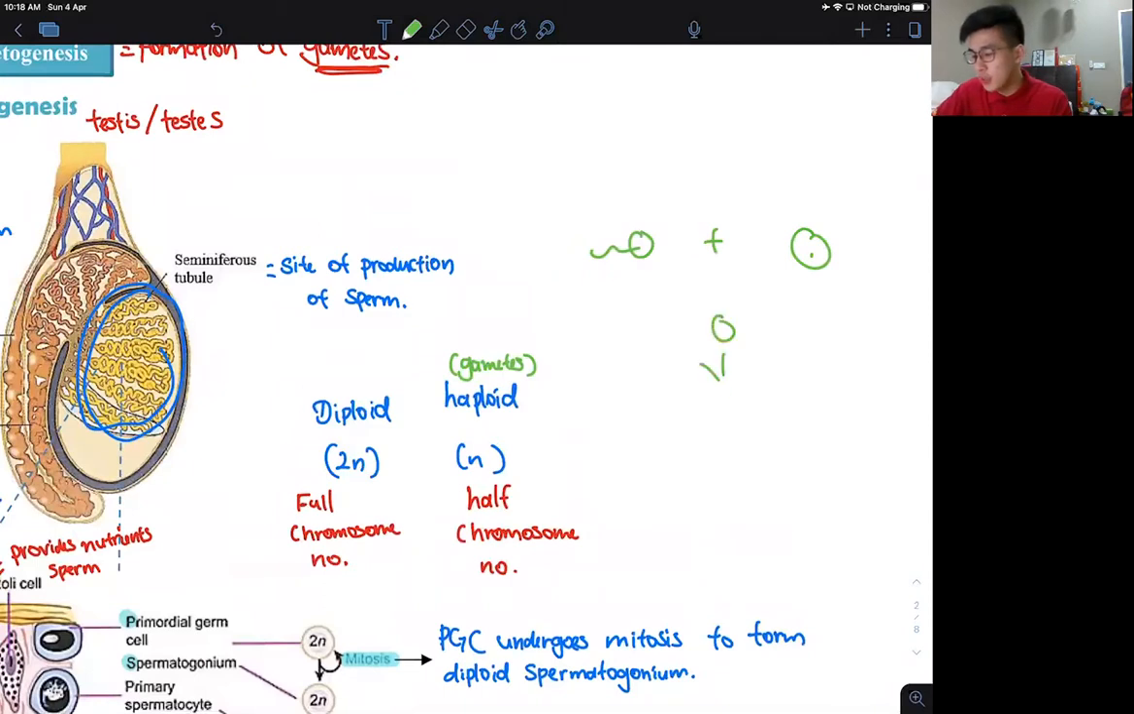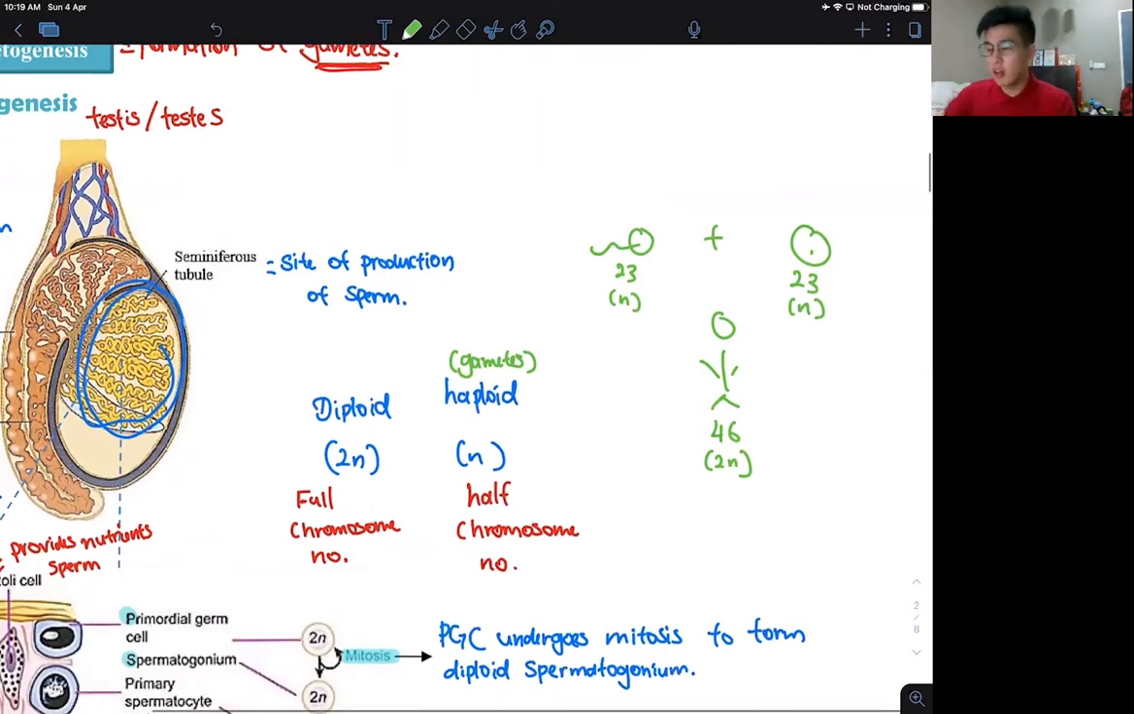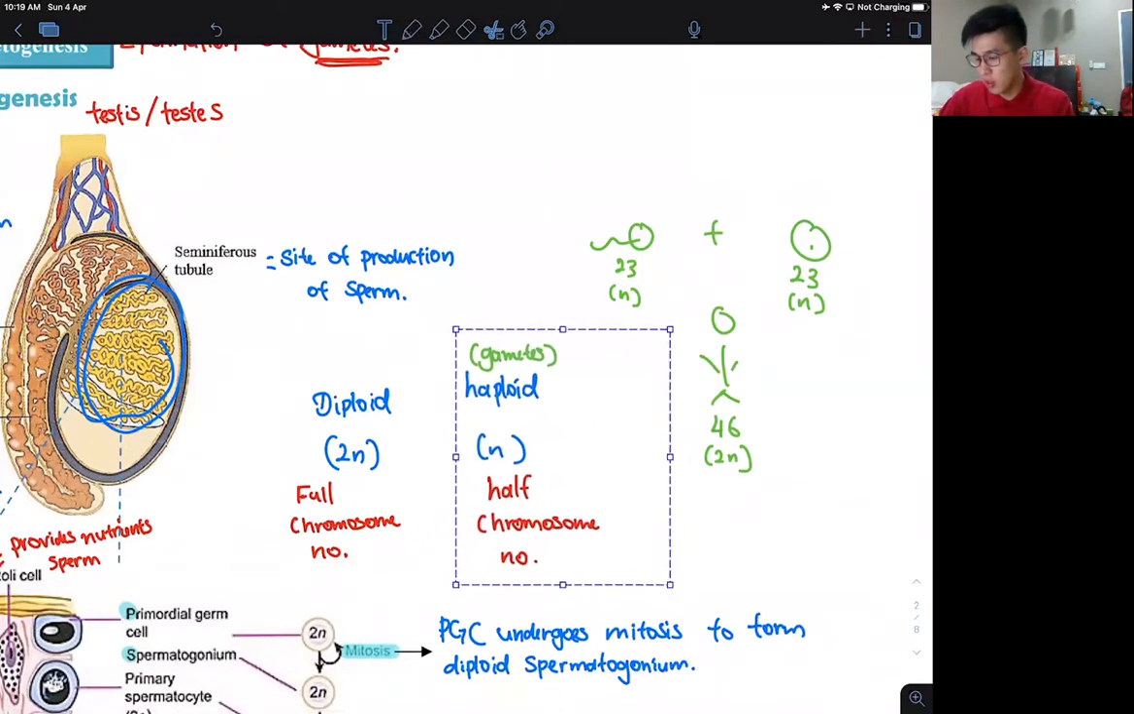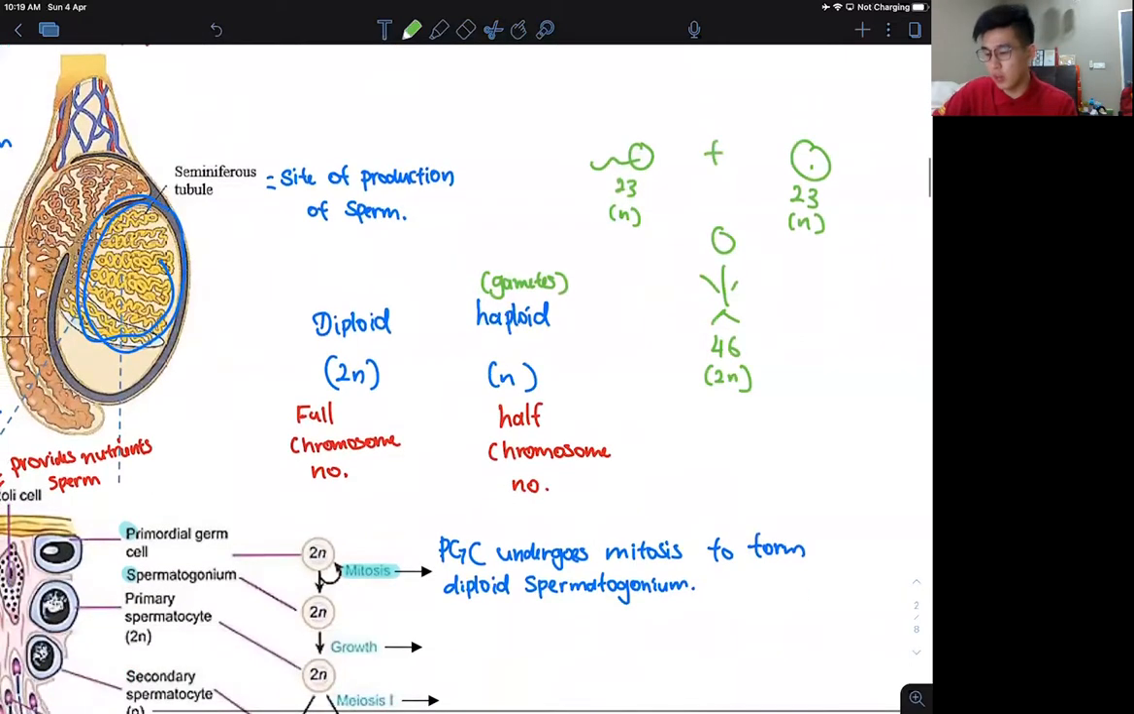So for example, humans have 46 chromosomes. So 46 is our diploid, our full chromosome number. Our gametes, our sperm and ovum, are definitely going to be half, haploid, 23. So when both of them fertilize, they will combine. That's why all human beings are made up of a combination of the mother's and father's genes, half from father, half from mother. Understand? And in order to become haploid, what do I need to undergo? I need to undergo meiosis.